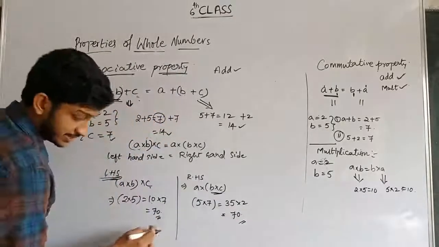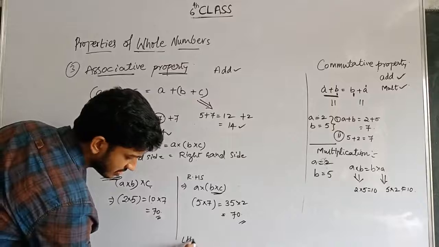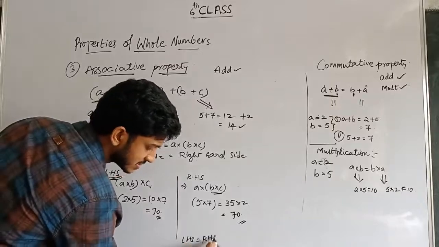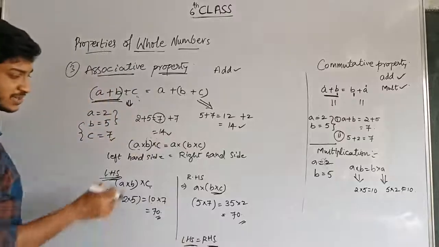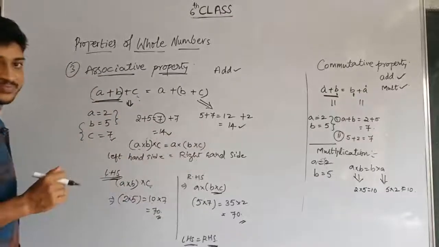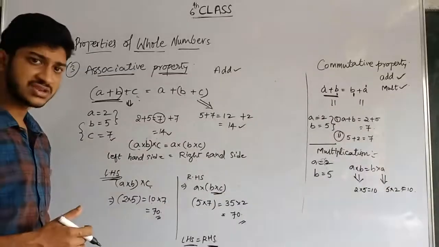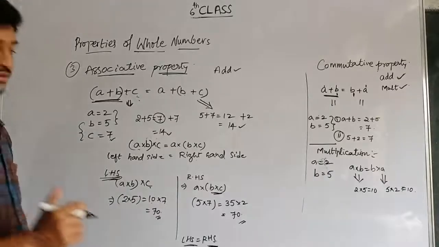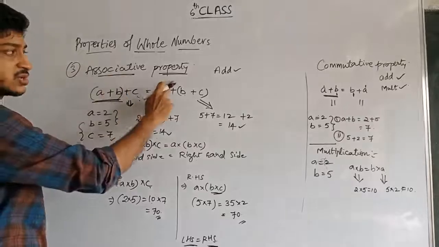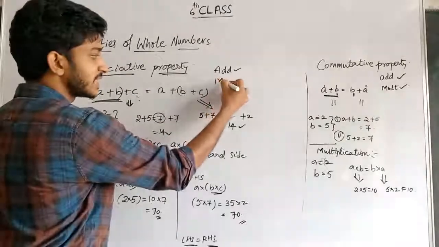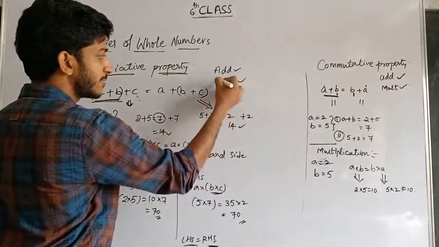So in these two cases LHS equals RHS, means the left hand side value is equal to the right hand side value. These two values are equal, or these two values are the same. So whole numbers satisfy the associative property under multiplication. Okay, remember these things.